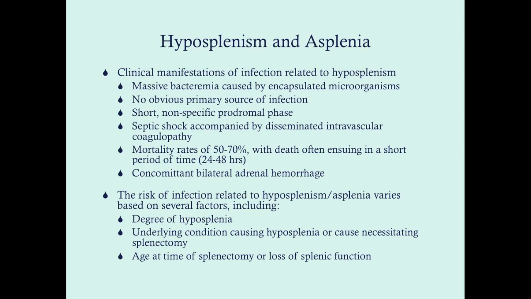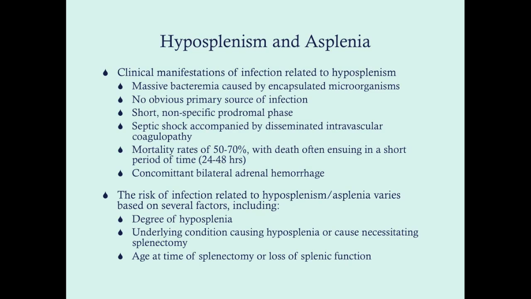The risk of infection related to hyposplenism and asplenia varies based on several factors. So first of all, of course, the degree of hyposplenia, so whether or not they have 30% of their splenic function or 10% of their splenic function, or if they're completely asplenic, that's going to alter their risk of infection. So obviously the more spleen you have, the better. Even if you're hyposplenic, if you have some splenic function, that's going to be better than having none.